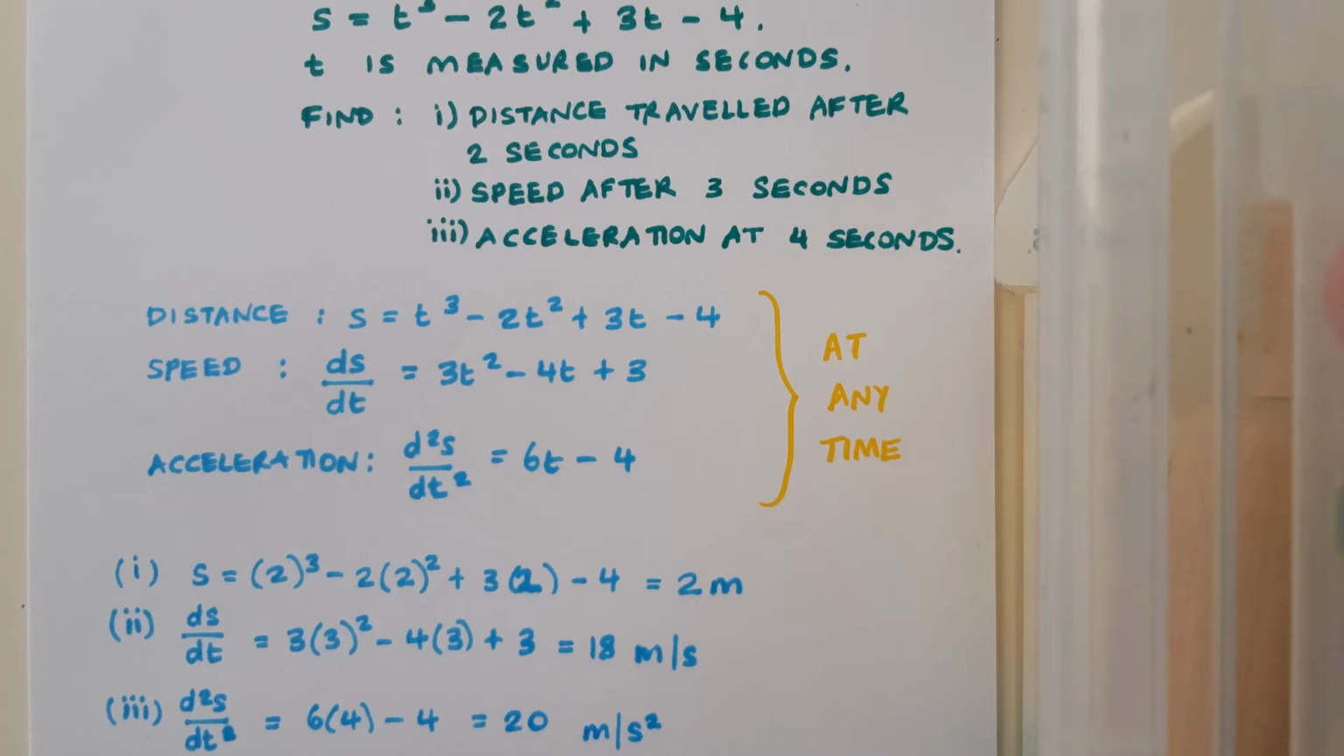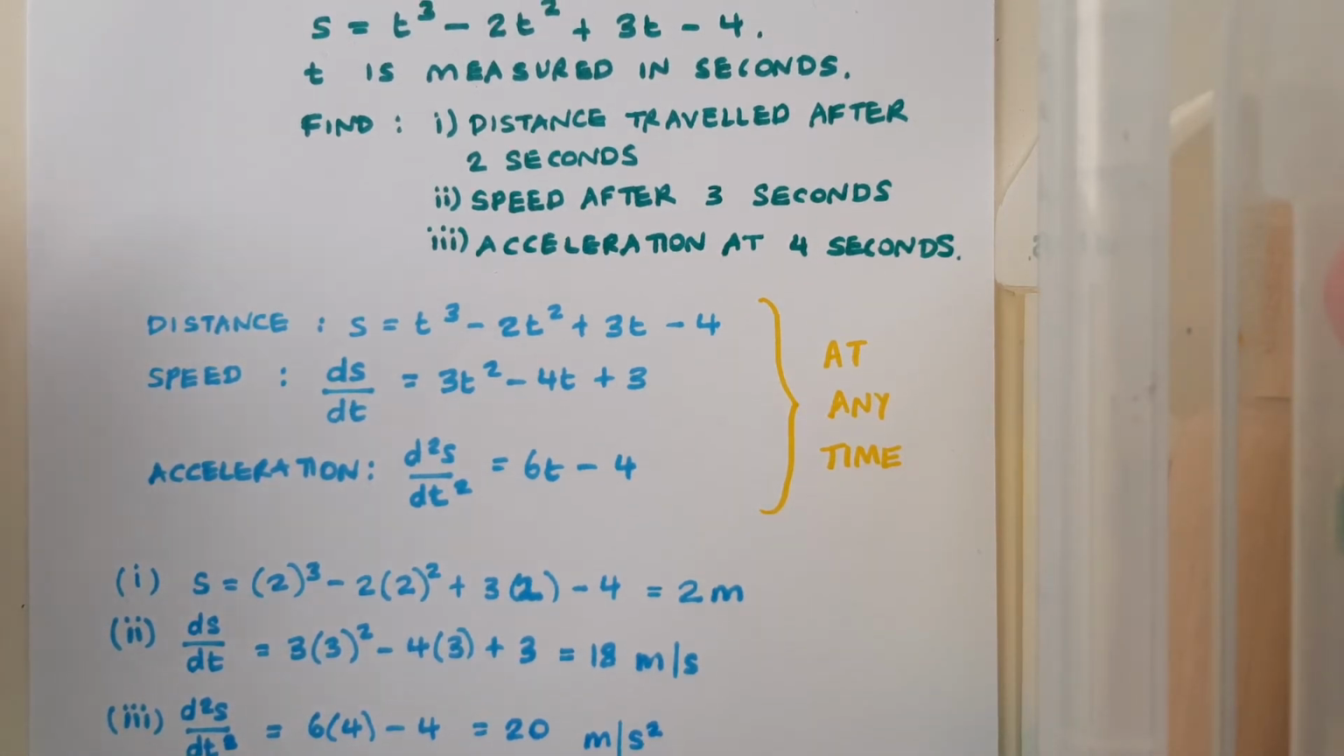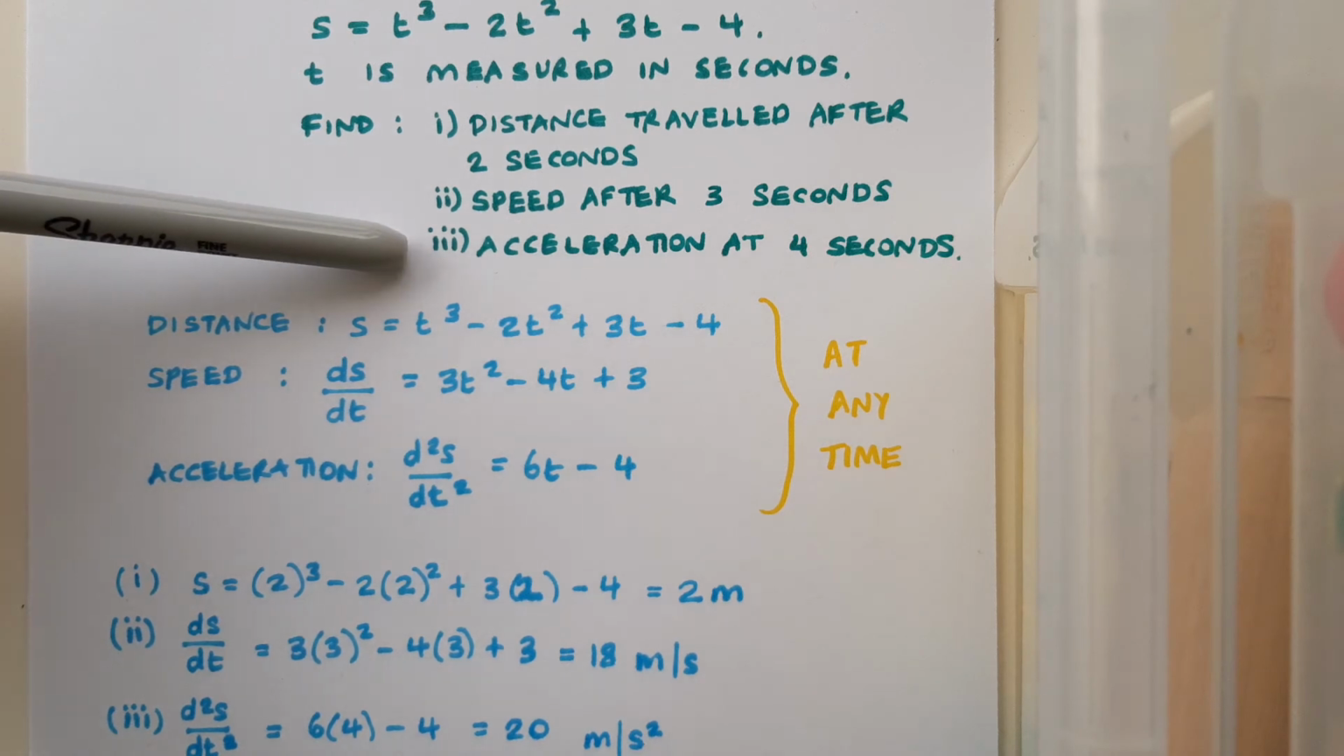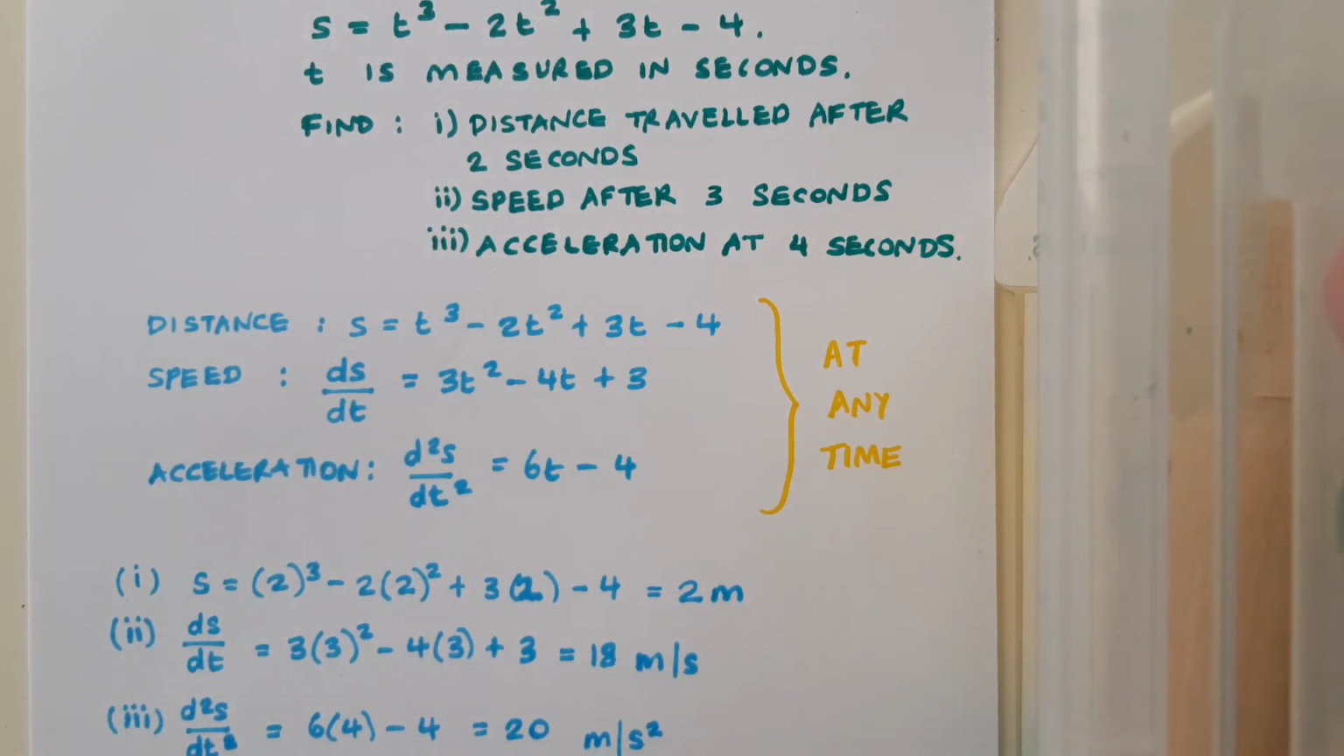So just to recap, I start off in the question with my formula, in this case for distance. I write down my three formulae, distance, speed, acceleration, and they provide me with a menu of formulae to choose from. Then when answering my questions, I simply choose the correct formula and sub in the appropriate value for t. And remember that if the question says find distance, speed, or acceleration at any time, that means they're just looking for the formula.